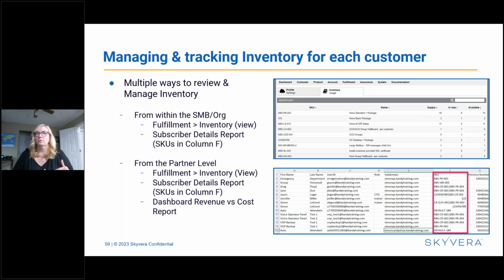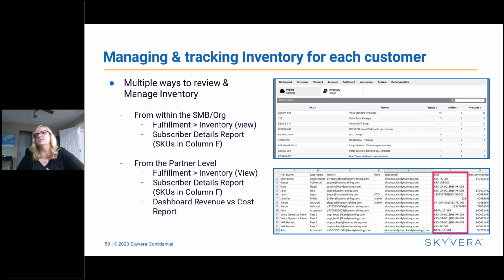At the partner level, you can go to look at fulfillment inventory and again, just view, but that's at the partner level, so you don't know who has what in each. So from there, at the partner level, you can go over to the reporting under assurance reports, and you can download the subscriber details. That's going to be for all your subscribers that are currently provisioned, okay? And then you could also, at the partner level, go to the dashboard and look at the revenue versus cost.